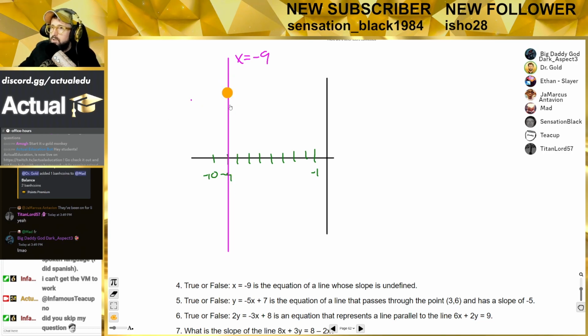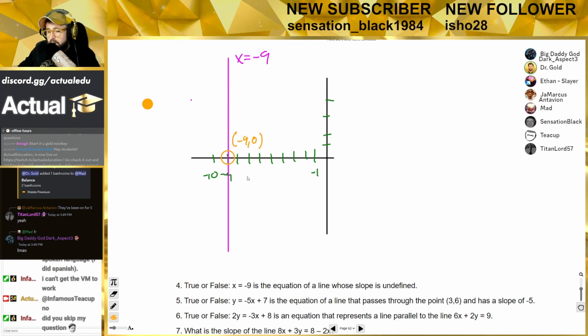So let's pretend again, like finding slope, let's get two points. I have a point down here. What would that point be? 0, good. 0 what? 0, negative 9, so it'd be negative 9, 0. 0 is the y coordinate. So this would be negative 9, comma 0. Remember, the first thing is the x, the second thing is the y.